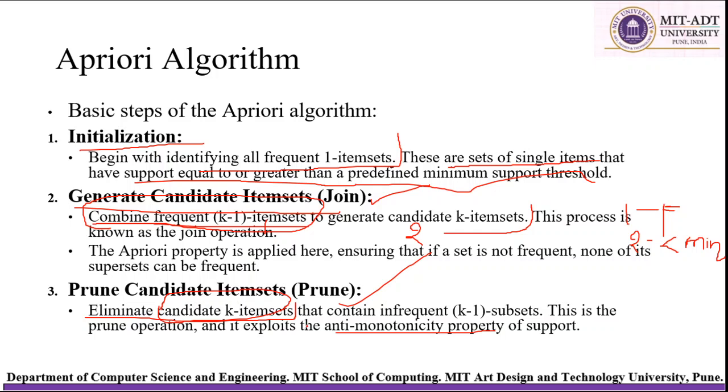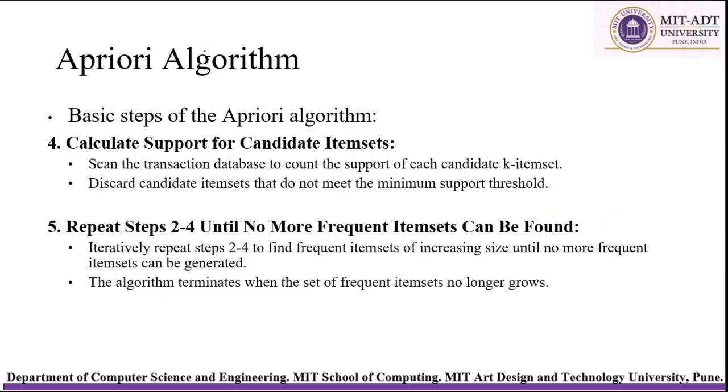And this process, steps 2 and 3, continues till we are not getting any new frequent item set, or you are getting the same frequent item set. So you have not generated a new frequent item set, then you will stop.